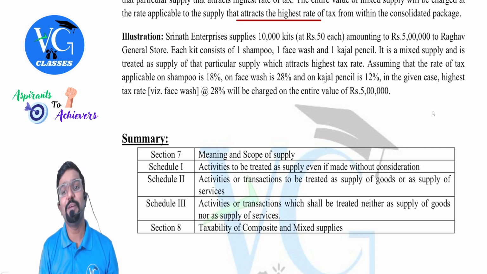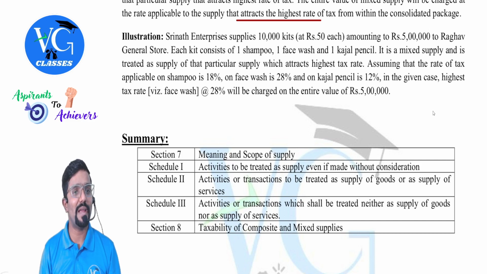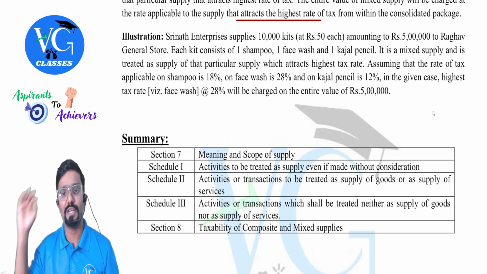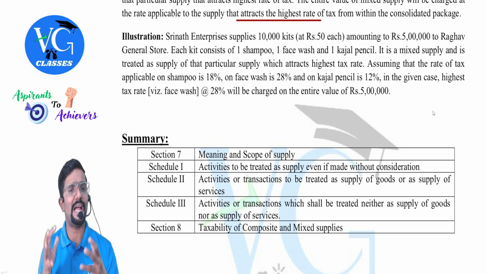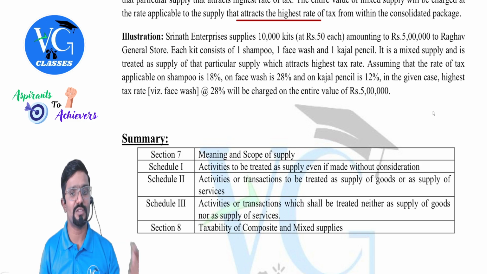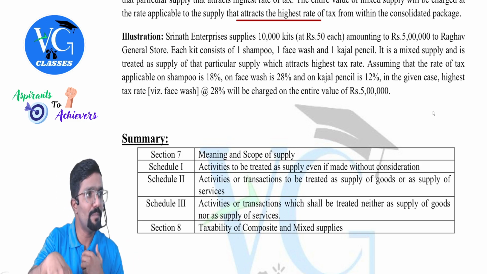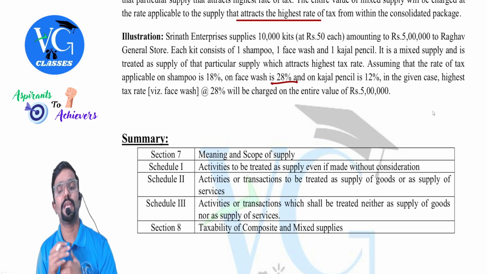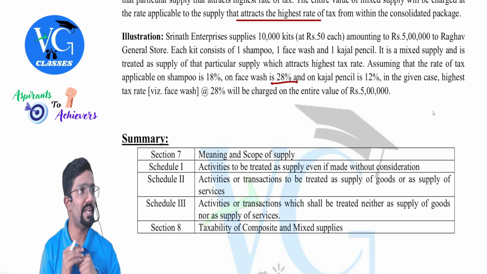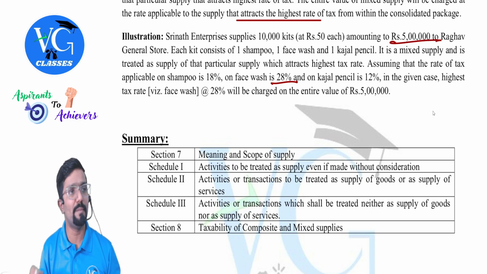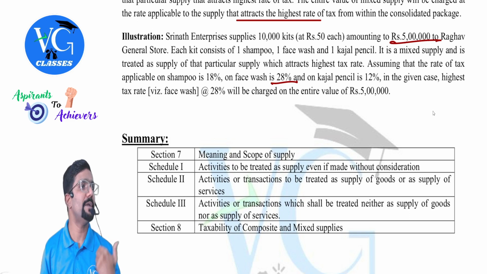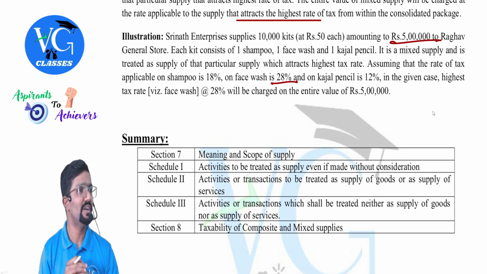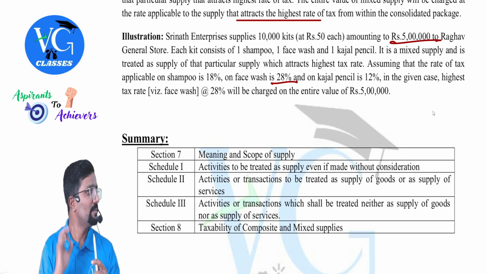It is a mixed supply, and it is treated as supply of that particular supply which attracts the highest rate of tax. Assuming that the rate of tax for shampoo is 18%, face wash is 28%, and kajal pencil is 12%. What is the highest rate? 28%. In the given case, the highest rate is on face wash, 28%. So on the entire 5 lakh, how much GST would be? 28%. So this should be a seller strategy actually, to sell properly, to plan properly.